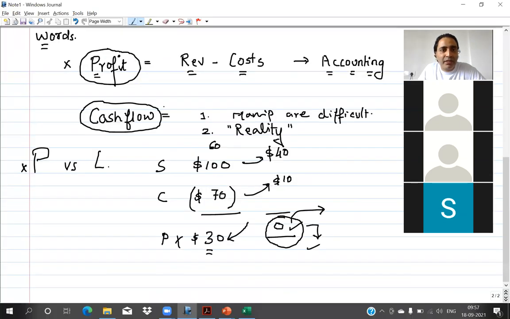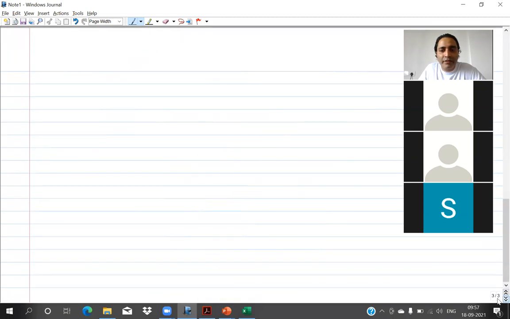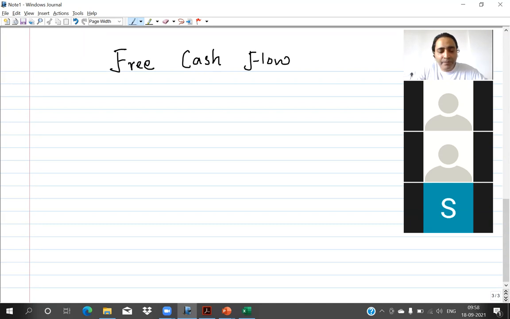I had only written cash flow, right? Now there is one more term, which is called free cash flow. Can anyone tell me what is free cash flow? Cash flow we have understood. Cash flow is nothing but the hard cash or the real money that lies in our pocket or in our bank accounts or in our digital accounts. But what do you mean by free cash flow?